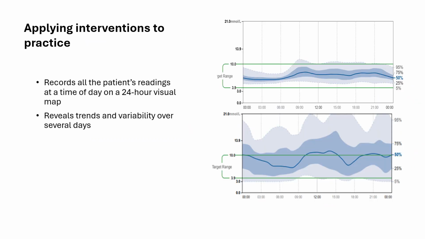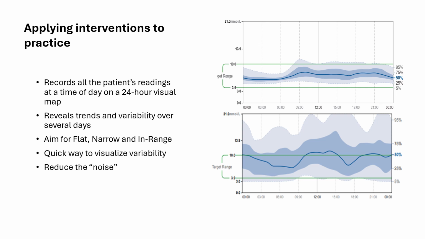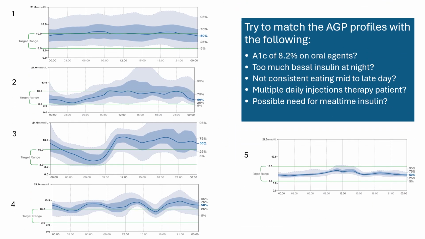So when we apply this to practice, we record all the patient's readings on a 24-hour visual map, essentially. And we've got a nice tight river in the top one, and we've got a lot of variation in the bottom one. So it reveals trends and variabilities, aiming for the flat narrow, and finding a way to visualize variability very quickly. It is much easier to look at this graph and say, okay, I know this one is a problem and I know this one's okay, than to sit there and go through their blood sugar log and try to decide, at this one time of day that they're taking the glucose level, whether things are going okay. It just reduces the noise.